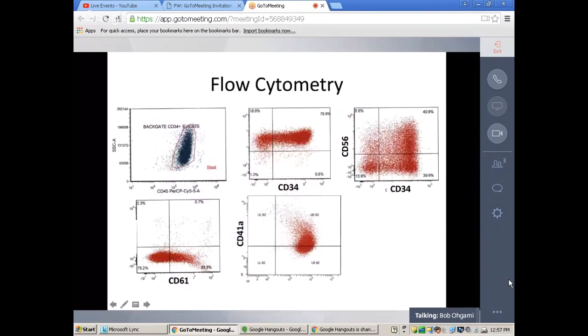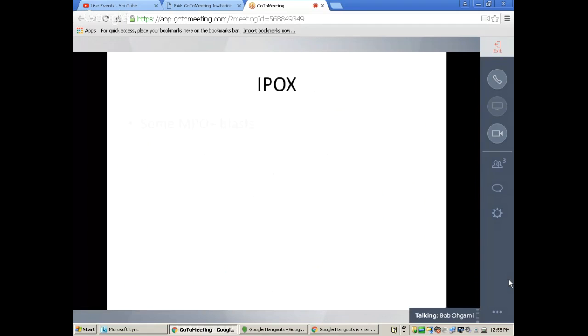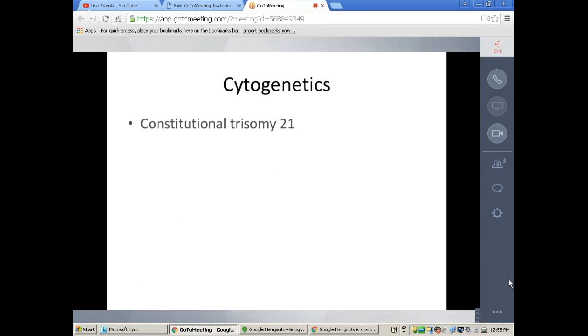Flow cytometry is performed, and you identify a CD34 positive population that has some CD56 and some CD61, which could indicate megakaryocytic differentiation. CD41a is also seen on these blasts, and again, CD41a can be a marker of megakaryocytic differentiation, maybe matching what you saw in the morphology. MPO cytochemistry is performed, and these are MPO positive. Cytogenetics is performed, and you find out that there's a constitutional trisomy 21 in this patient.